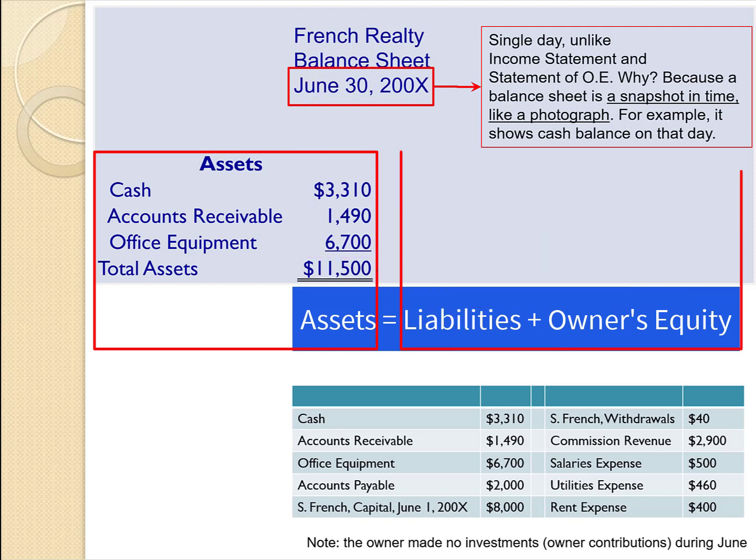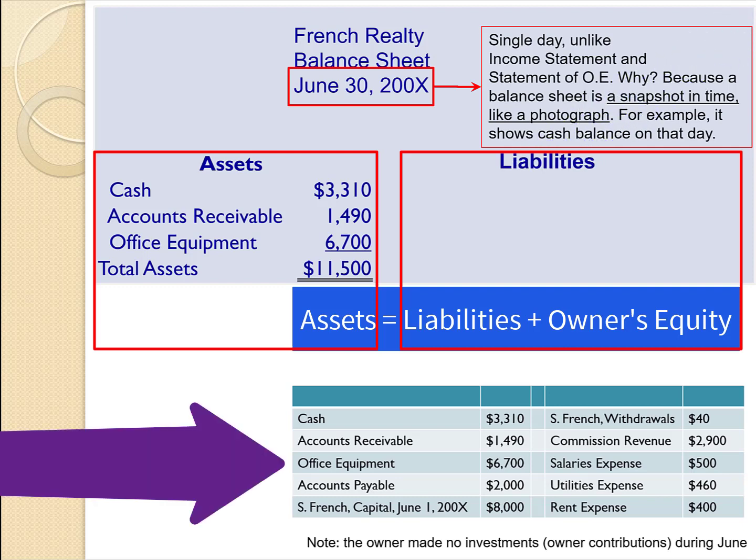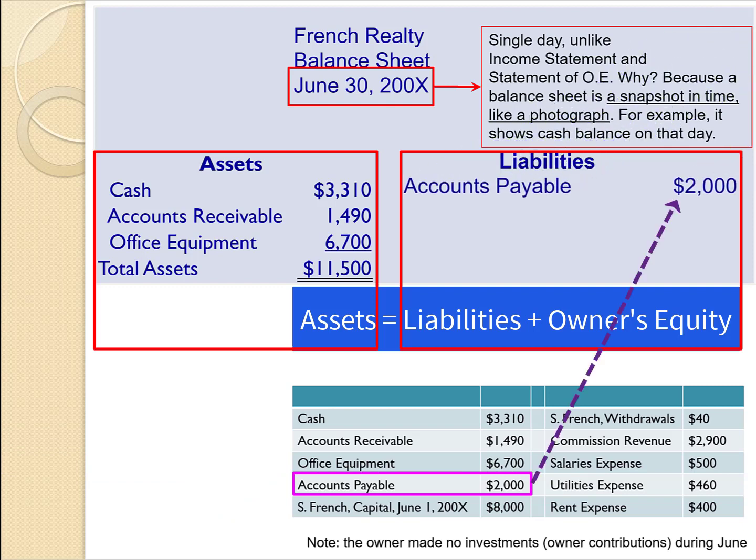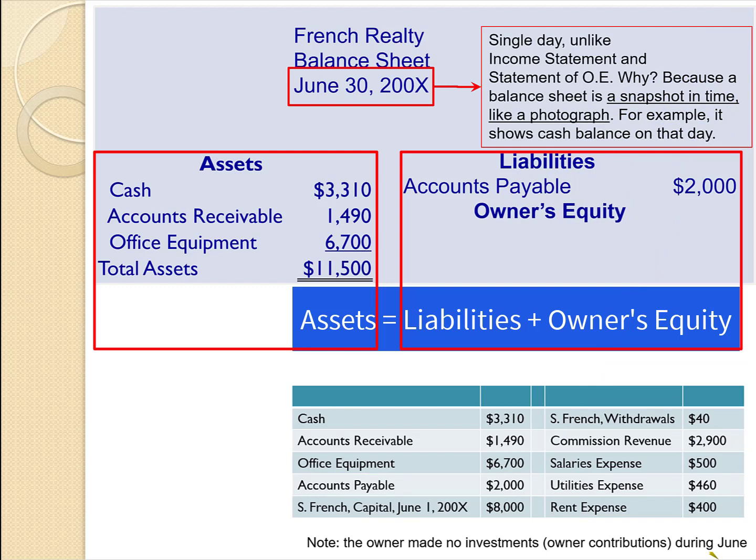Now on the other side of the balance sheet, we have liabilities and owner's equity. So we're going to start off with liabilities. So looking at the table below, does this company have any liabilities? And how many of them are liabilities? Well, I see one liability, accounts payable for $2,000. So on the right side, besides liabilities, we're going to add owner's equity. And this is the part where it gets a tiny bit tricky.